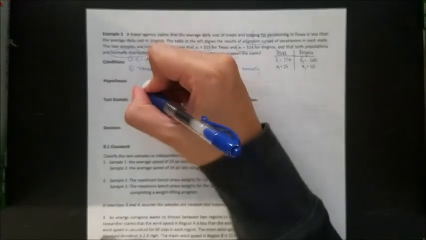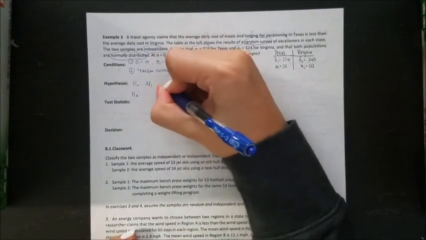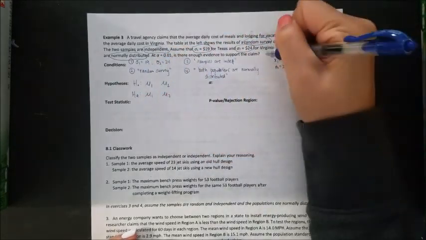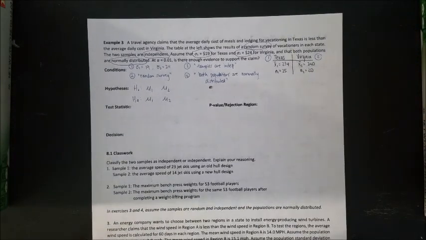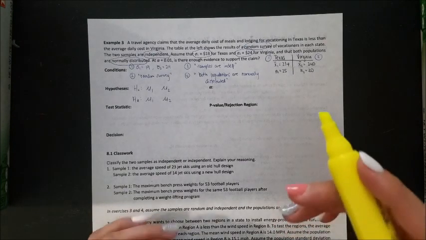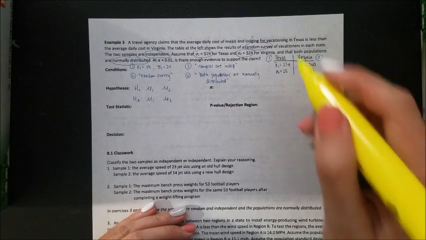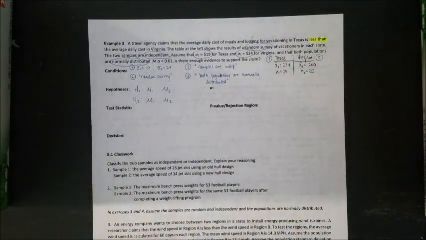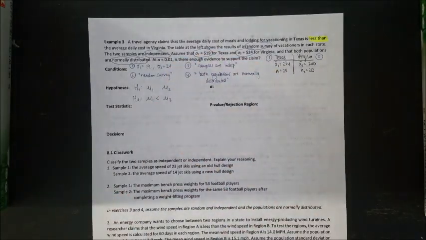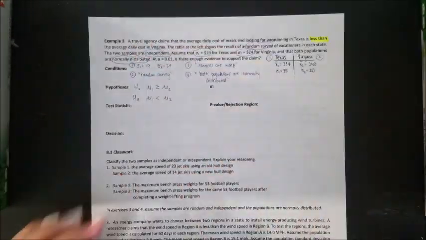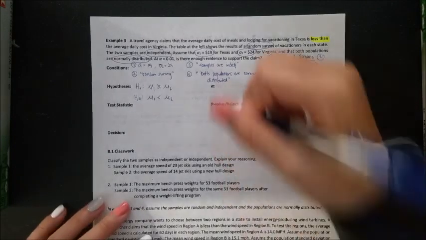For our hypotheses, we got our H0 and our HA. In this problem, I'm going to let Texas be sample number 1 and Virginia be sample number 2. So it says that the travel agency claims that the average daily cost of meals and lodging for vacationing in Texas is less than the average daily cost in Virginia. Well, if they're telling us less than, that does not have an equal sign in it, so that's how I know it's going to be an HA. So remember, H0 is always the one that has the equal sign in it, so that means the H0 will have to be greater than or equal to. Okay, so that's my hypotheses.